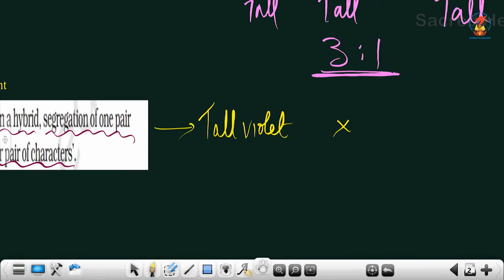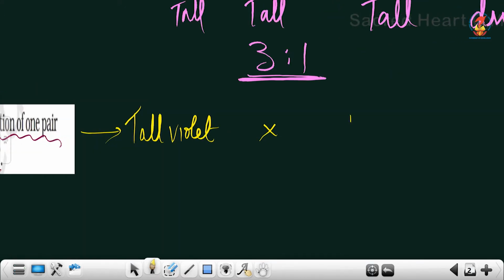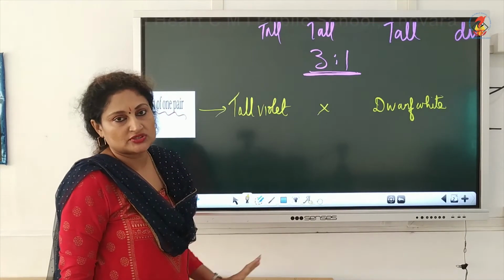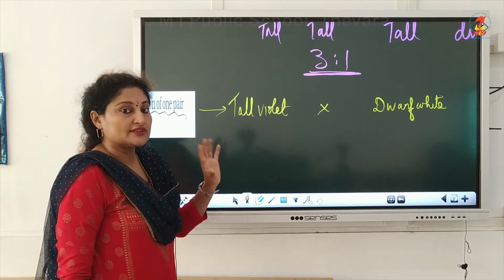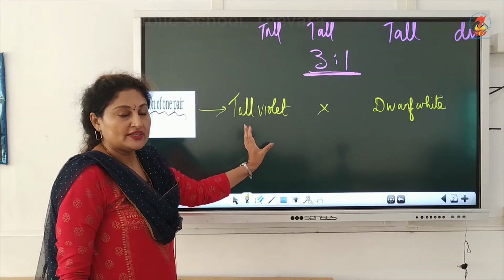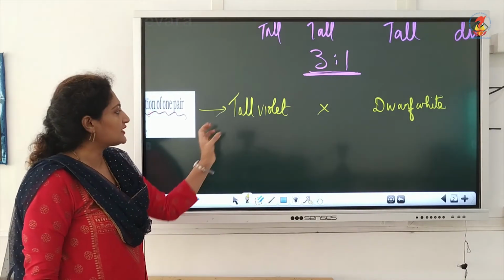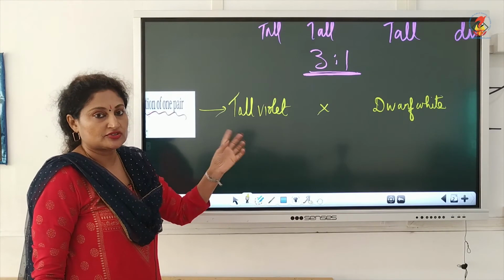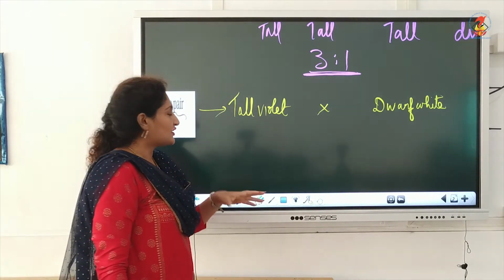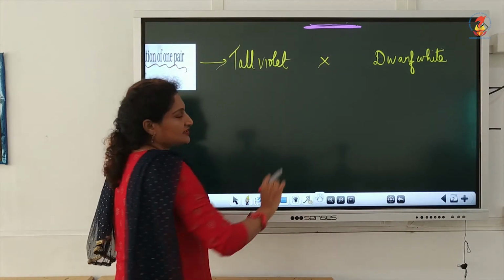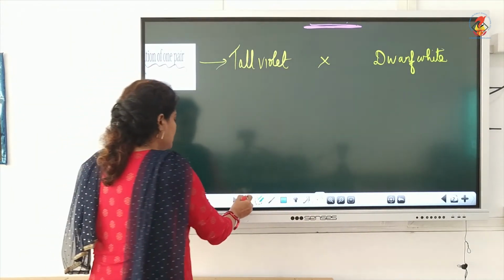crossed with dwarf parents with white flowers. Always, when you do regular genetic problems, it is homozygous versus homozygous, so you need not think of the other option of a heterozygous condition here. Only when the question paper asks you to solve genetic problems do you need to think of these two options, homozygous or heterozygous. But when you are doing a regular genetic problem, you have to go for the homozygous condition. So, tall violet versus dwarf white. Clear? That is P1.